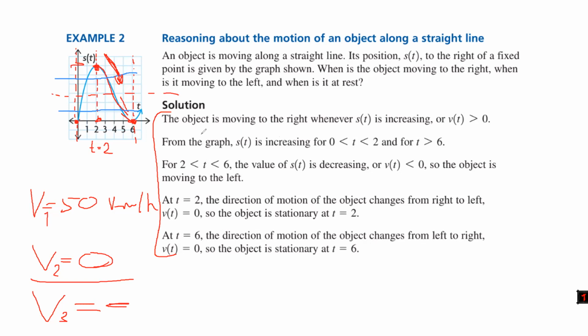Let's take a look at what they say here. The object is moving to the right whenever distance is increasing. In other words, velocity is positive. From the graph of s of t, it's increasing from 0 to 2 seconds, as we found, and for time greater than 6. When time equals 6, you see our graph deflects from the x-axis and goes up again. So it was at rest here at 6, and after that it began to grow again, you see?